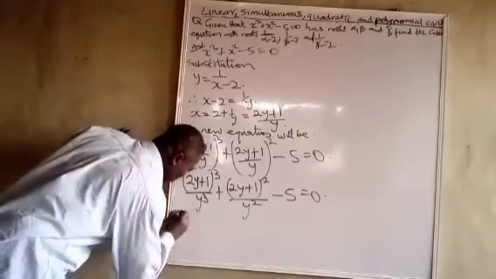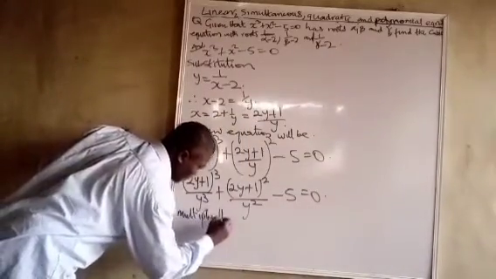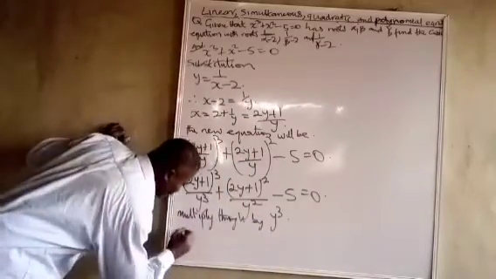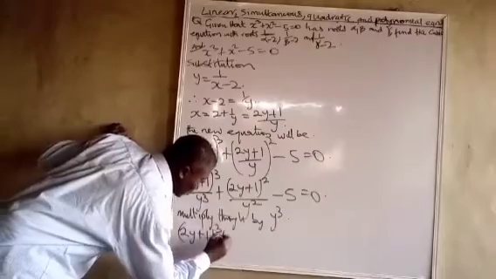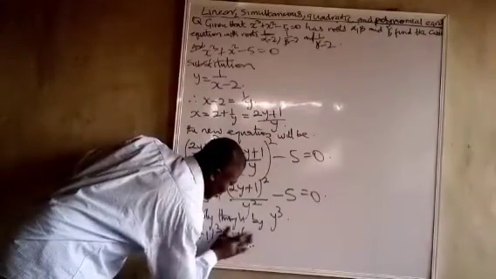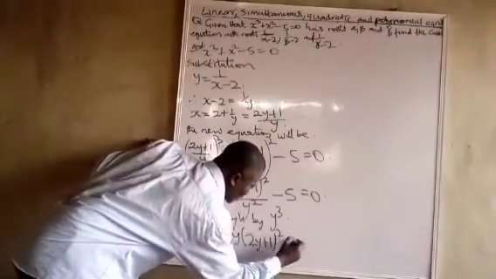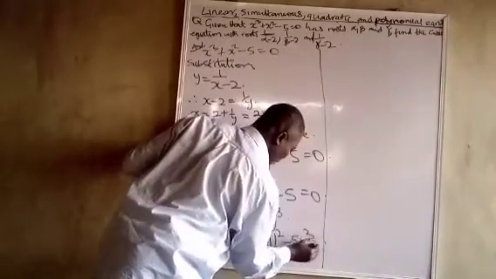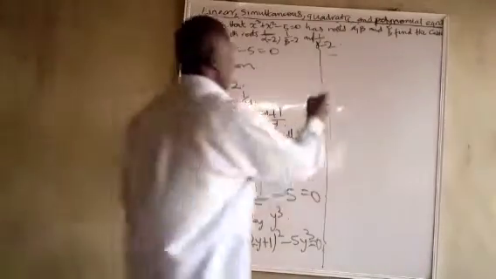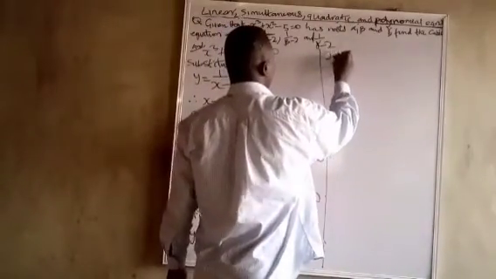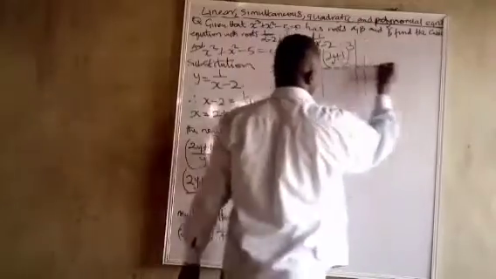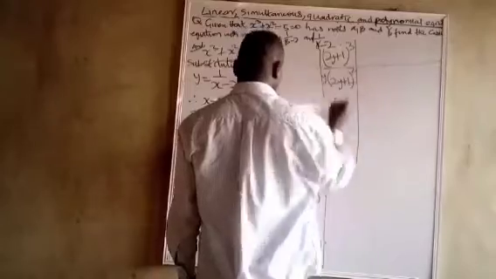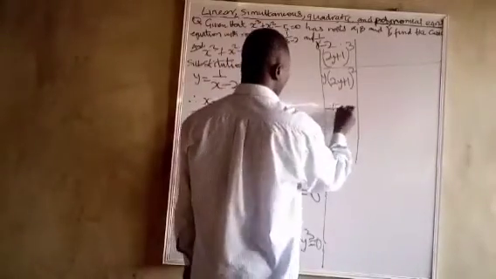So multiply through by y cubed. So we are going to have 2y plus 1 cubed plus y into 2y plus 1 squared minus 5y cubed. Now, for ease, I will arrange it. So I'm going to have 2y plus 1 cubed, then y into 2y plus 1 squared, and minus 5y cubed.